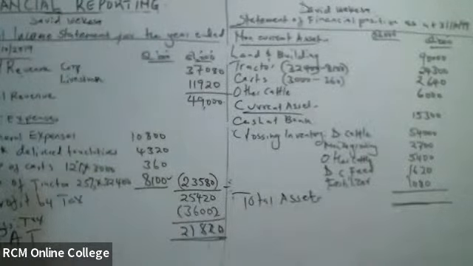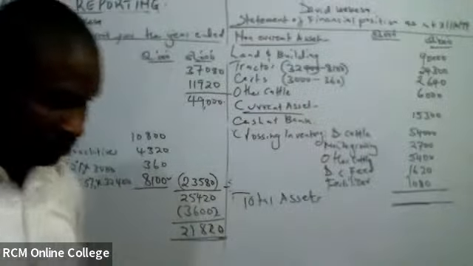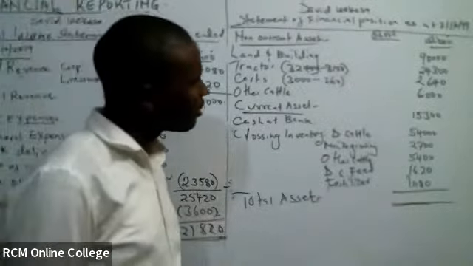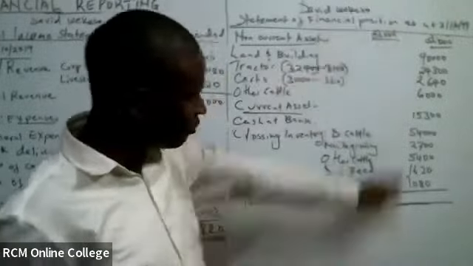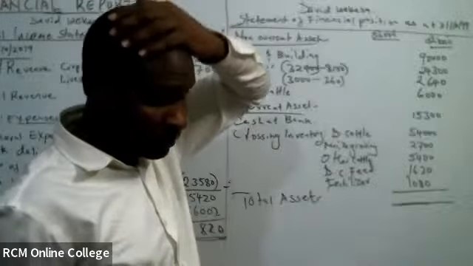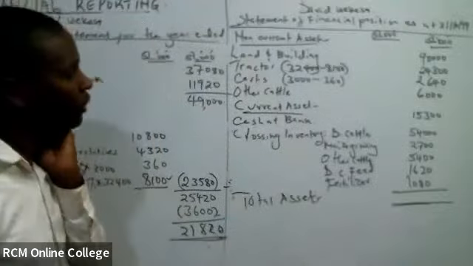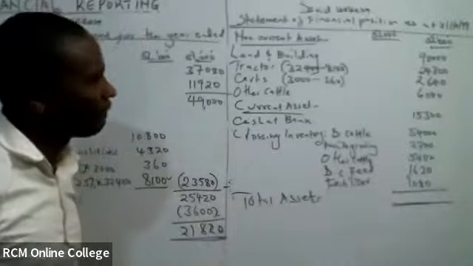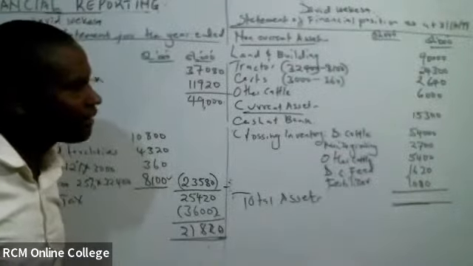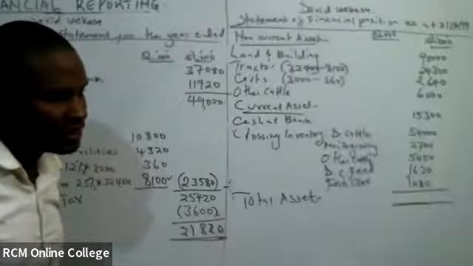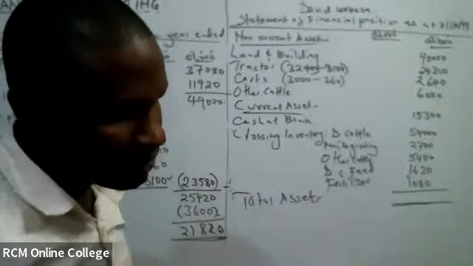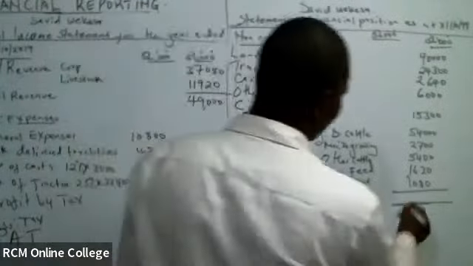Total assets there: 64,800 for current assets, and non-current assets 90,000. Adding them all up, I see people getting 203,040. Total assets 203,040.